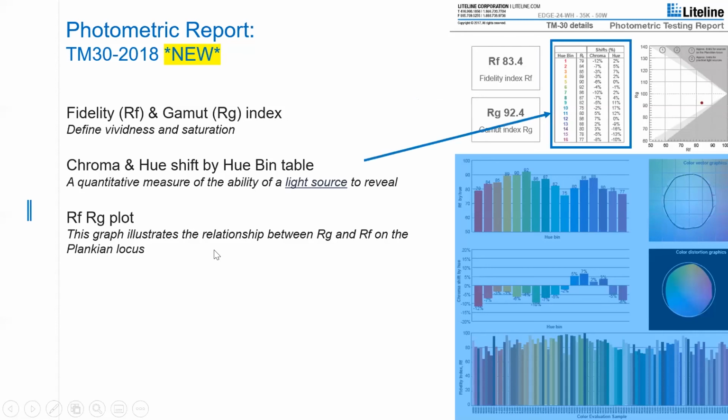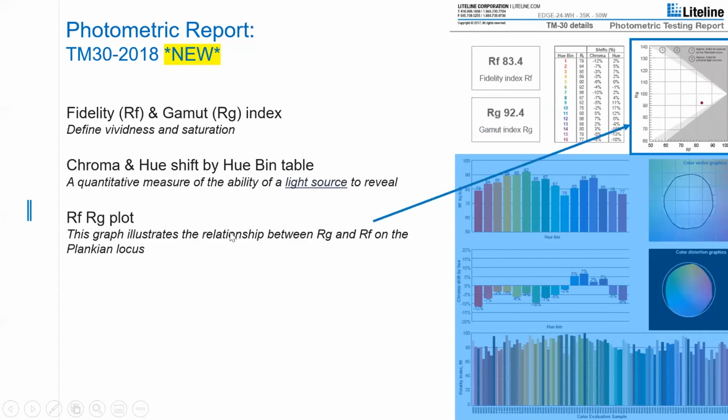Chroma and hue shift by hue bin is a tabular summary of what we're seeing down here. The Rf Rg, so the fidelity and gamut plot, this time is on a Planckian locus. Now, essentially, this point right here defines the ideal source. So as we get closer to 100 on each scale, the horizontal and the vertical scale, this is utopia. So this is sunlight. Sunlight produces every spectrum, renders everything beautifully, and provides vividness and saturation always.